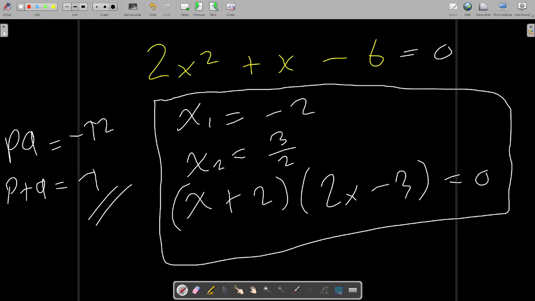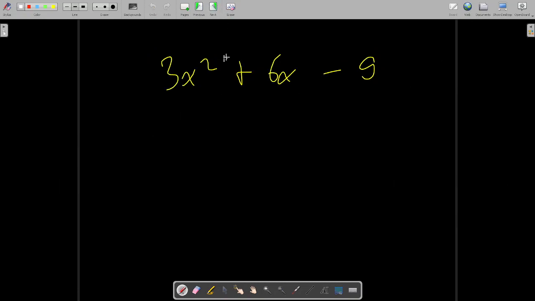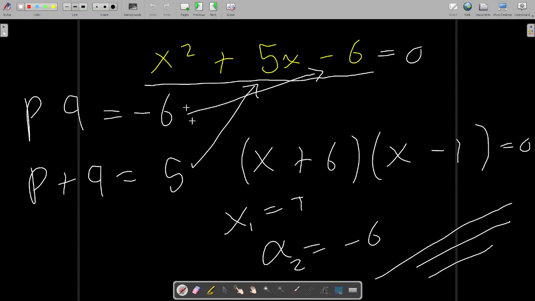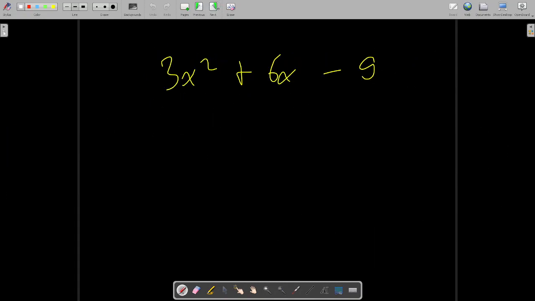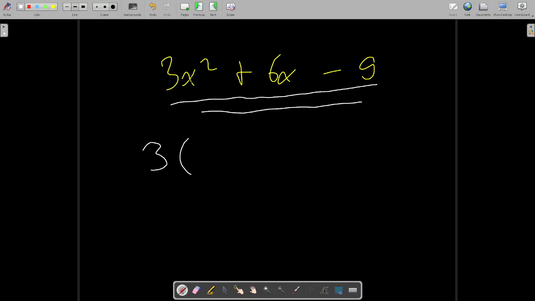Let's look at a few more examples. 3x squared plus 6x minus 9. Now we see this a is not 1, so we can't just simplify it like we did in the first one. But first we have to check, can we spot a common factor in this one? Well, I can spot one, and that is 3. If we divide all of these by 3, what's 3x squared divided by 3? That's just x squared.